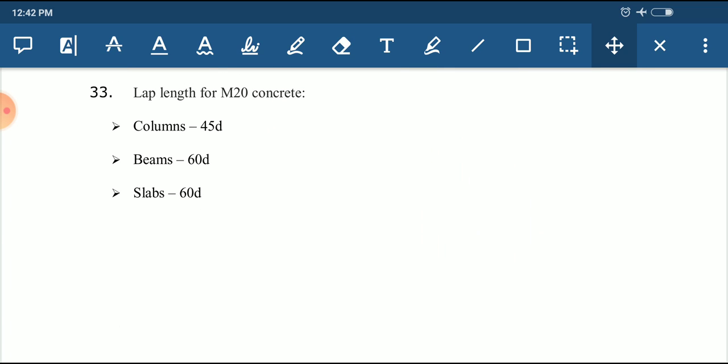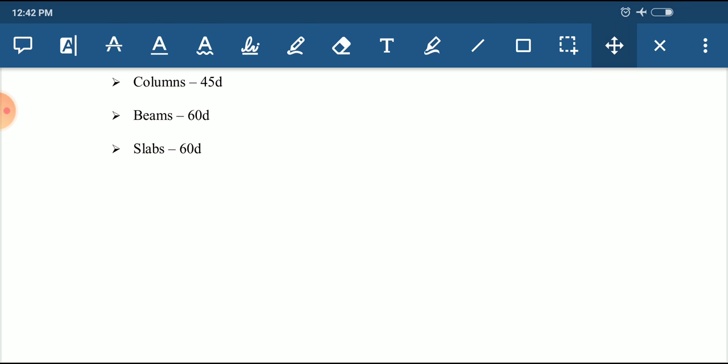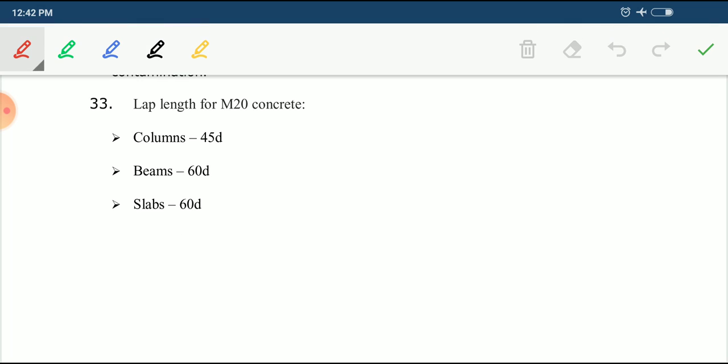That is lap length for M20 concrete. Already we discussed what is meant by lap length. If it is column, it will be 45D. D means diameter of the bar. 45D for column. For beams, it will be 60D. For slab, it will be 60D. For column 45D, for beams and slab 60D. D is the diameter of the bar. These are very important points you should remember.